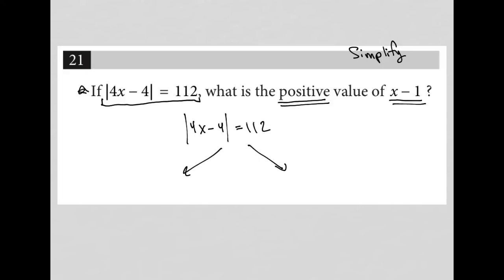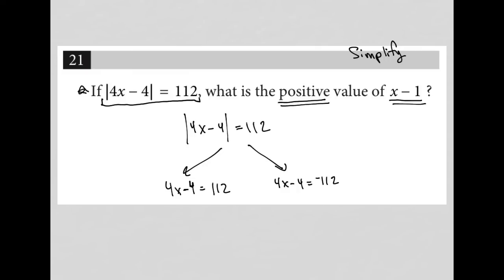In fact, in order to solve, we should break this into two separate equations. One without the absolute value sign, and the other also without the absolute value sign, but with the answer here changed, right? The sign of the answer is switched. So instead of positive 112, we'll have a negative 112.